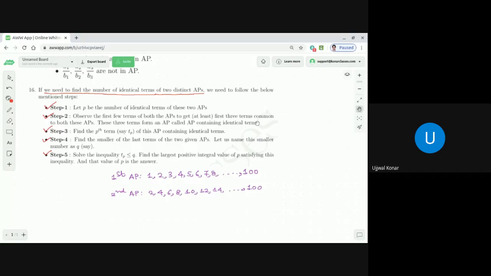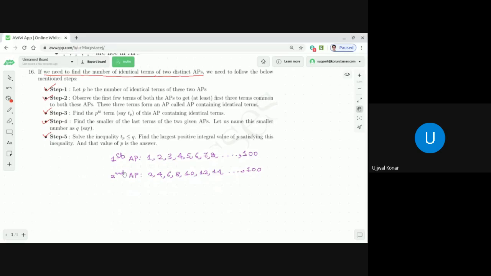Let me help you with this example. So what will be our AP containing identical terms? Let me use a different color. Are you getting my point, dear students? The AP containing identical terms is 2, 4, 6, 8 in that way.